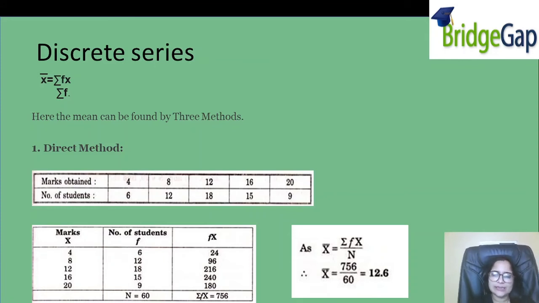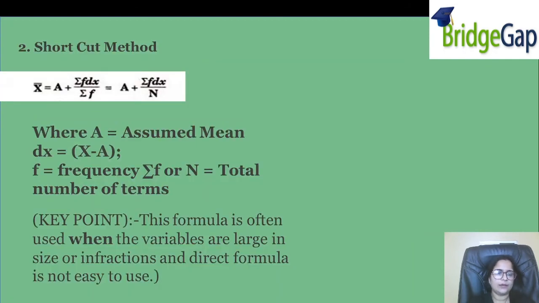So the answer for the same will be 12.6. So the mean over here is 12.6. That on an average, the marks obtained by the 60 students in this particular class is 12.6.